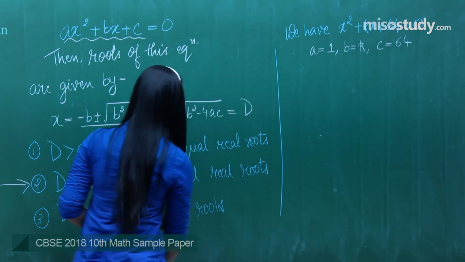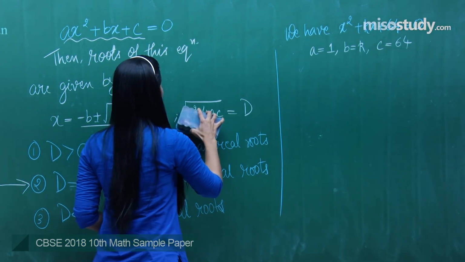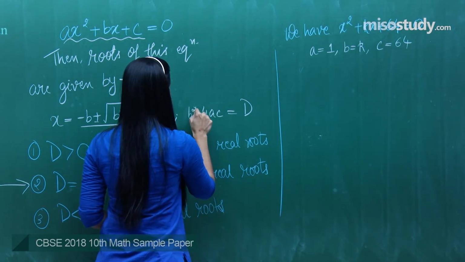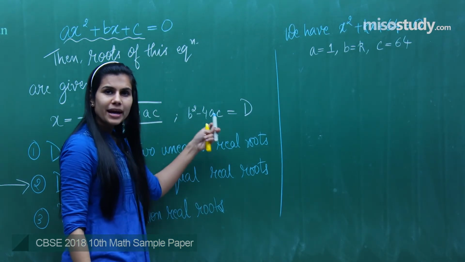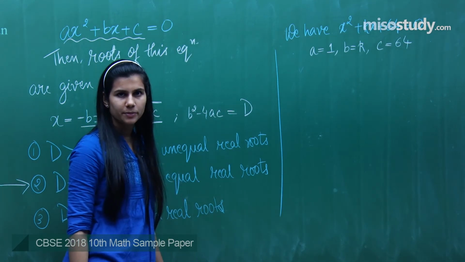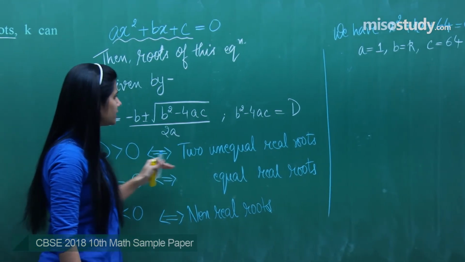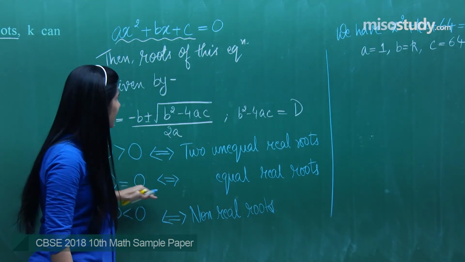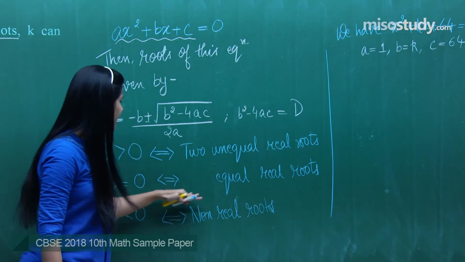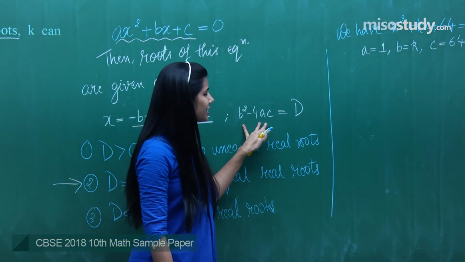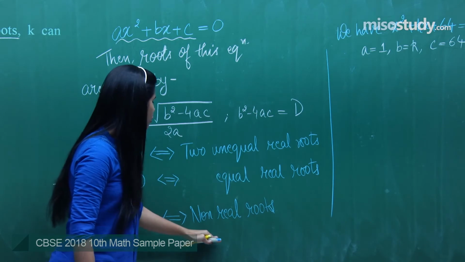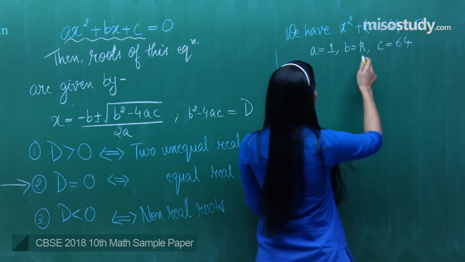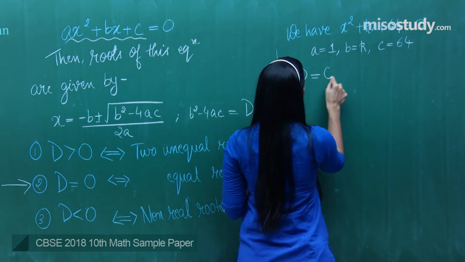In fact, the discriminant is not with the under root sign, it is only b square minus 4ac. B square minus 4ac is the term which is known as the discriminant. So when the discriminant is positive, meaning when this is positive, you get two unequal real roots. When the discriminant is 0, you get equal real roots. And when the discriminant is negative, you get non-real roots. So over here, if you want equal roots, the discriminant should be 0.